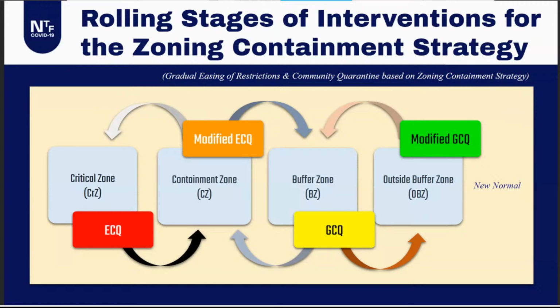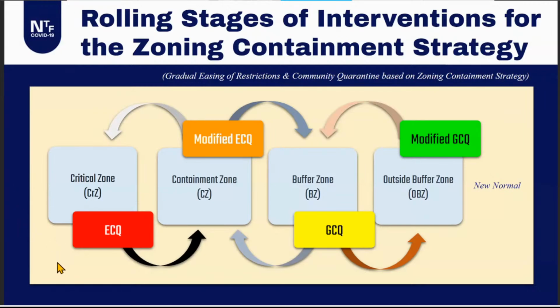This is published by the Interagency Task Force, and the types of community quarantine shall correspond to the following zoning classification. So, yung critical zone that will be placed under ECQ, yun yung lockdown. And then yung containment zone will be placed under modified ECQ. And then yung buffer zone will be placed under GCQ. And then yung outside buffer zone, yun yung modified GCQ.